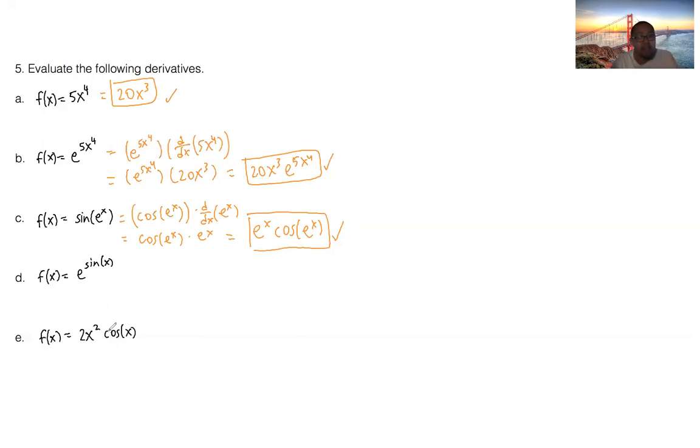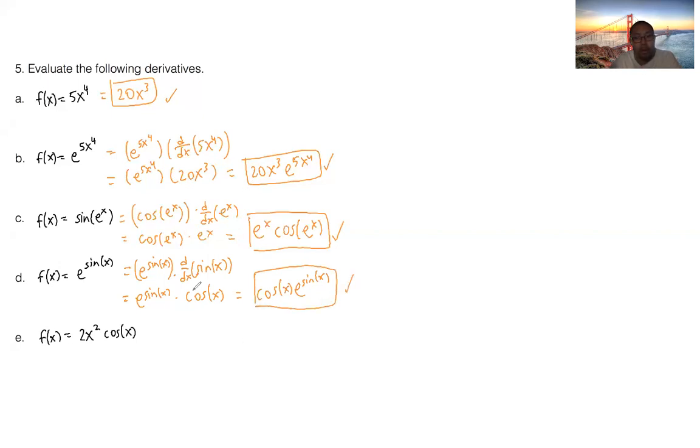Part D, e to the sine x. Chain rule. Derivative of e to the something is equal to e to the something, so e to the sine of x multiplied by the derivative of that something. In this case, that something is sine x, which we know the derivative of is just cosine x. So this is going to be equal to e to the sine x multiplied by cosine of x, which gives us cosine of x times e to the sine x.